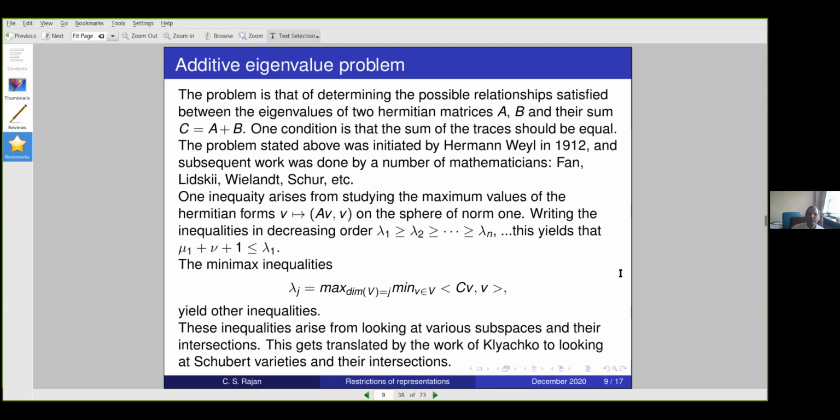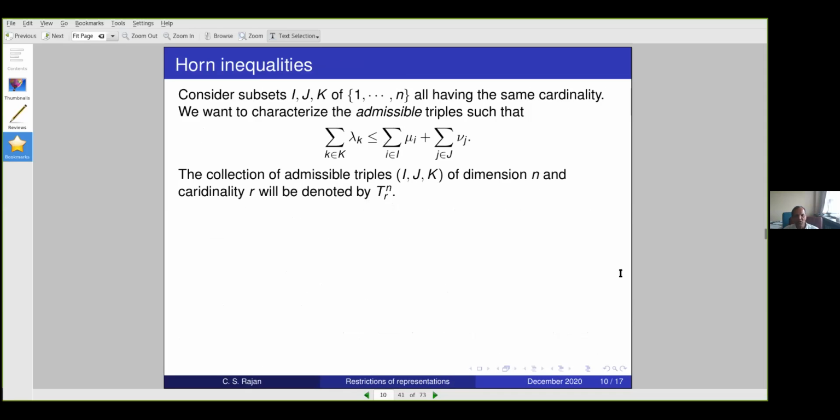And in some sense, this principle is what goes into Klyachko's work of looking at Schubert varieties and intersections. So in some sense, it's these ideas which get translated by Klyachko into Schubert varieties and intersections. Anyway, I'm jumping forward, but let me just recap the Horn inequalities.